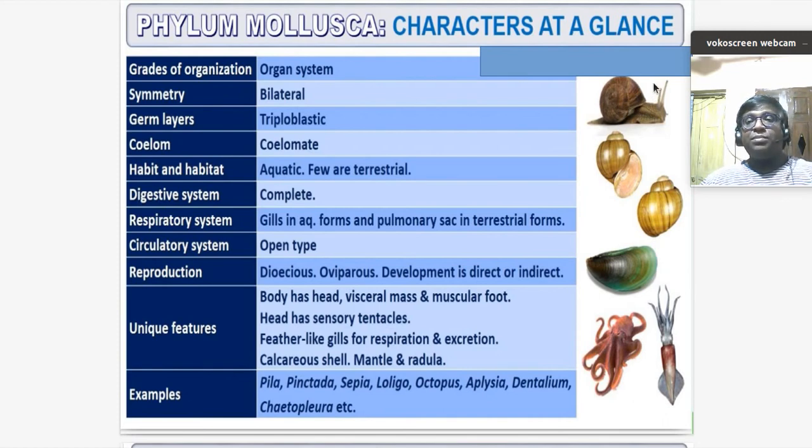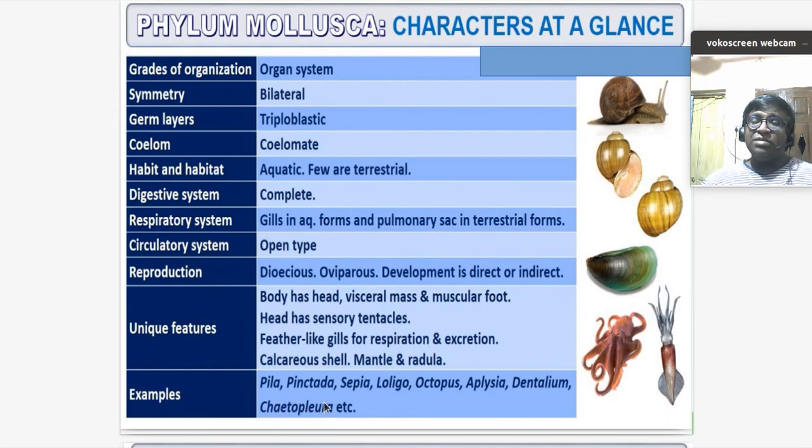They also have this mantle. Mantle is below the shell and above the visceral mass. So they also have a cavity between the shell, the mantle and the visceral mass. Radula is teeth-like structures found at the mouth region. They help in filing of these food particles.